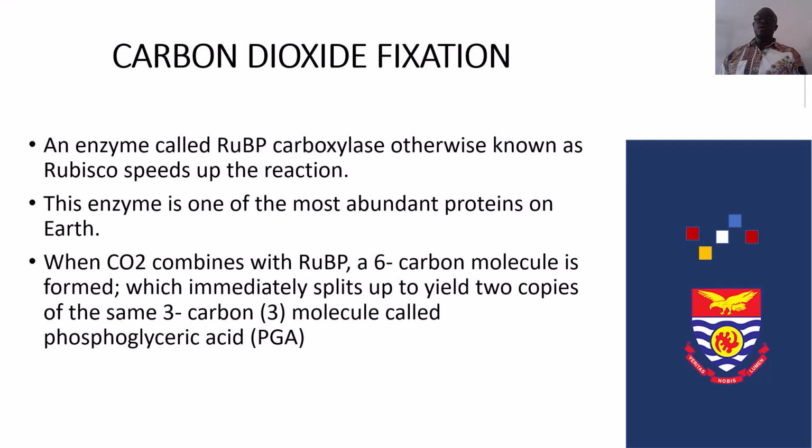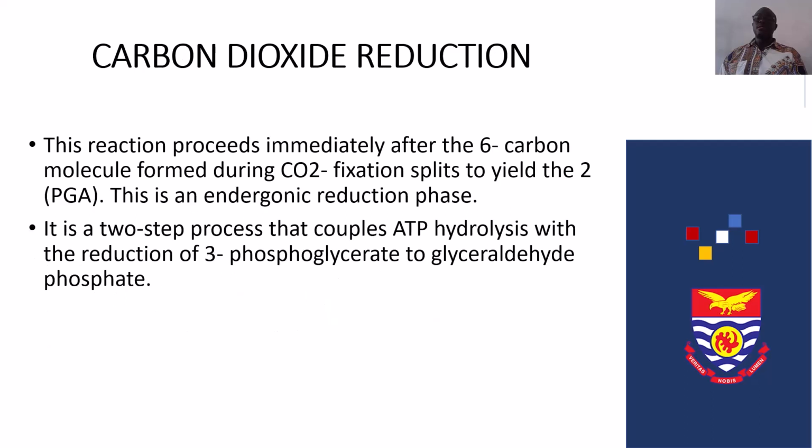An enzyme called ribulose biphosphate carboxylase, otherwise known as Rubisco, speeds up the reaction. This enzyme is one of the most abundant proteins on Earth. When carbon dioxide combines with ribulose biphosphate, a 6-carbon molecule is formed, which immediately splits up to yield 2 copies of the same 3-carbon molecule called phosphoglyceric acid, PGA. This reaction proceeds immediately after the 6-carbon molecule formed during carbon dioxide fixation splits to yield the 2 PGA.